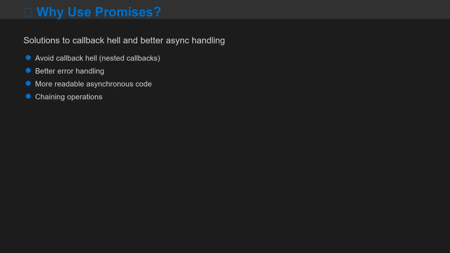Why should you use promises? First, they help avoid callback hell, which is when you have deeply nested callbacks that make your code hard to read. Second, they provide better error handling. Third, they make your asynchronous code more readable. And fourth, they allow you to chain operations together in a clean way.